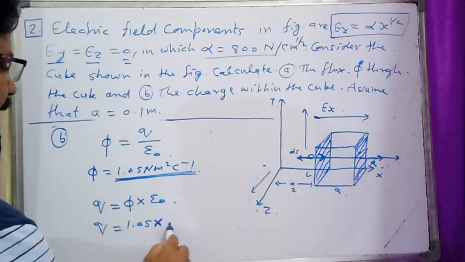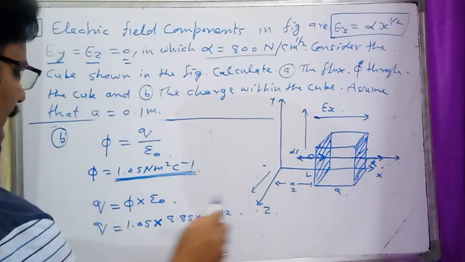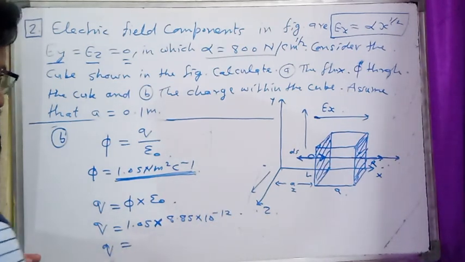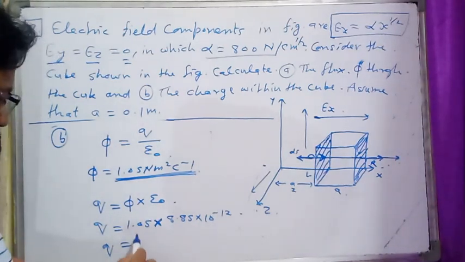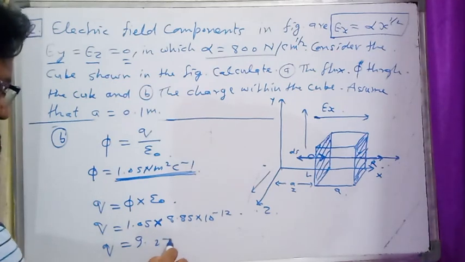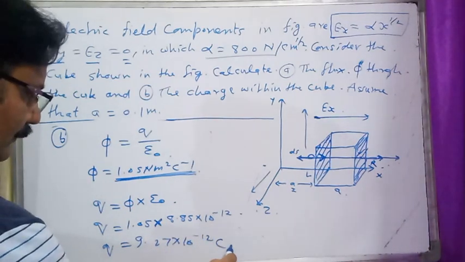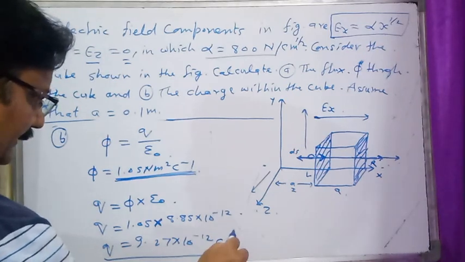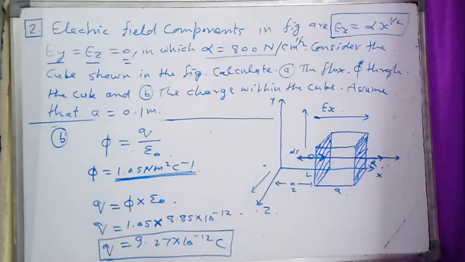into the value of epsilon naught, 8.85 into 10 to the power minus 12, and the charge enclosed by the cube q is equal to, after calculation, 9.27 into 10 to the power minus 12 coulomb. So the charge enclosed by the cube is 9.27 into 10 to the power minus 12 coulomb.